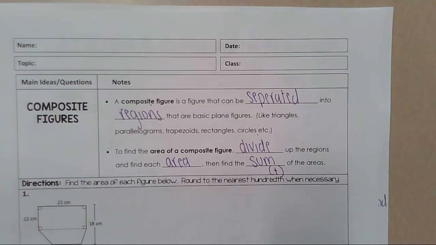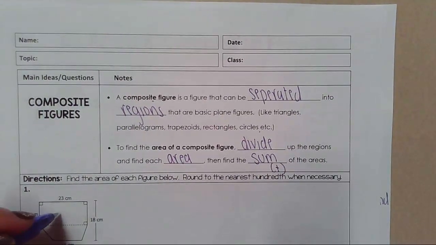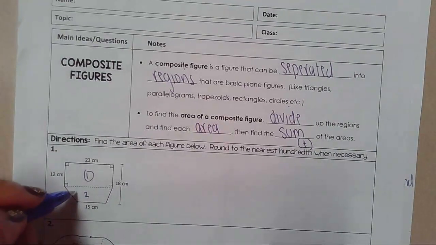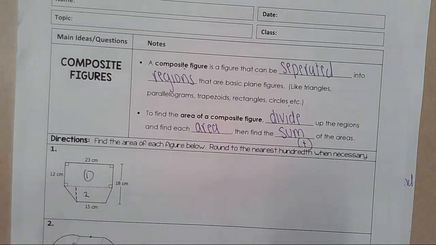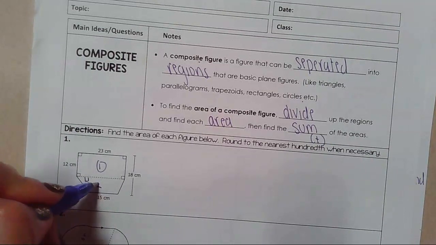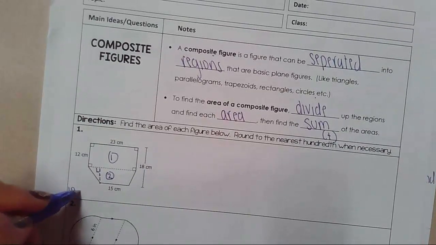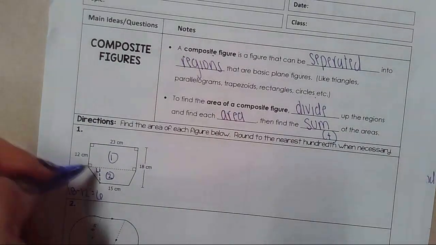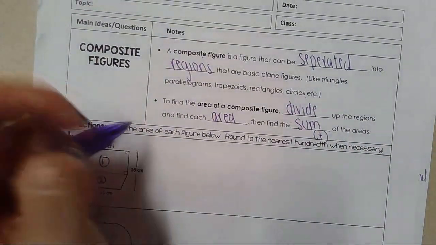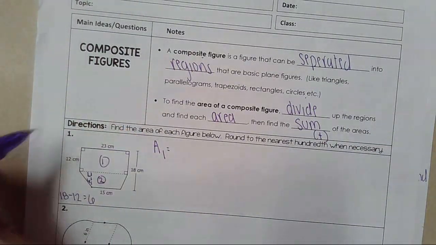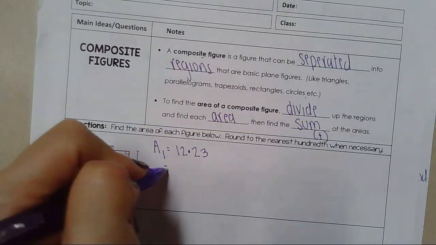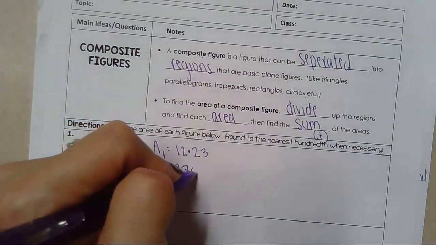Okay, so I'm going to say that this is my first figure right here and my second. All right, I'm also going to draw a line down so that these are perpendicular to each other. And to find that height, I'm going to do 18 minus 12. I'm going to get 6. So now I know the height of this trapezoid is 6. So for area 1, I'm going to do 12 times 23. I'm going to get 276.